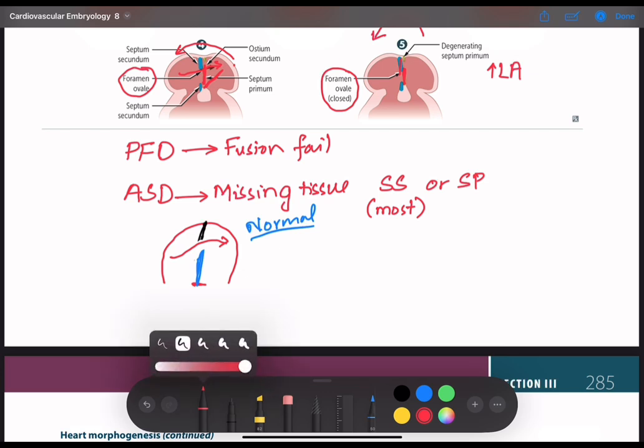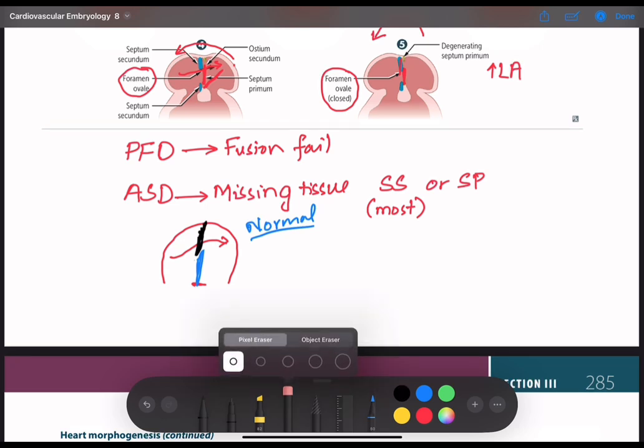In septum primum type of ASD, we have over regression of septum primum, and thus again we have right to left shunt, but this time it's due to septum primum.